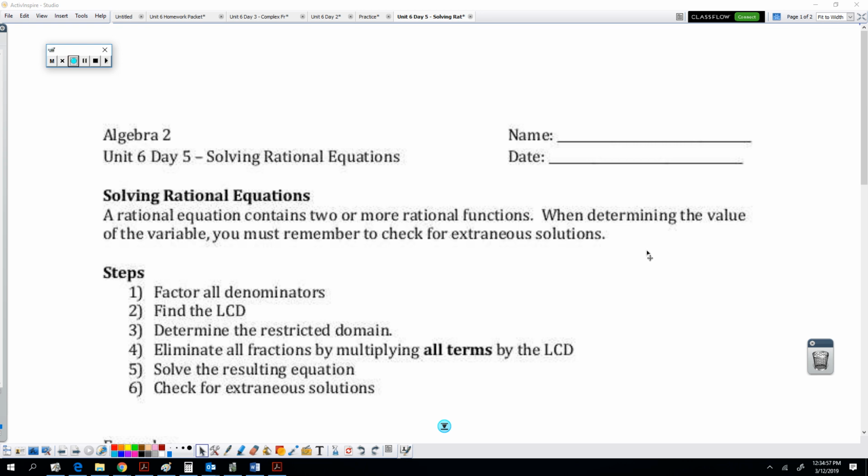All right, welcome to Unit 6, Day 5. We are going to be talking about solving rational equations. So, a rational equation contains two or more rational functions. When determining the value of the variable, you must remember to check for extraneous solutions.